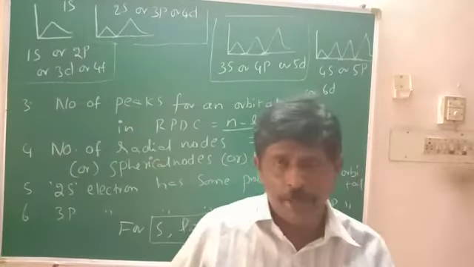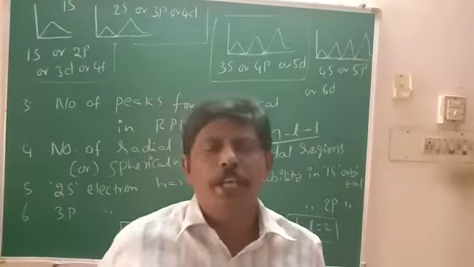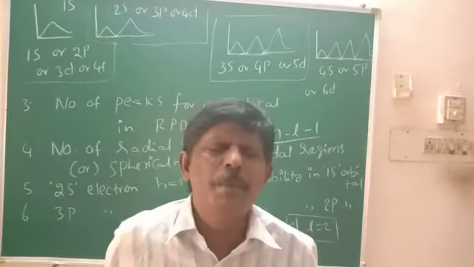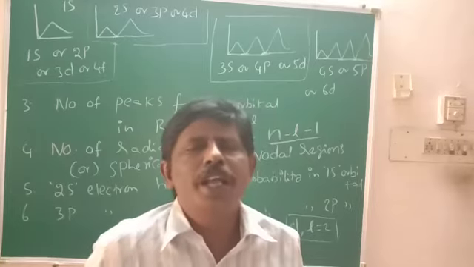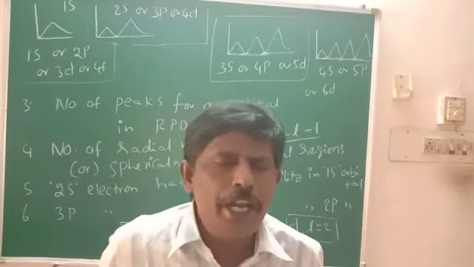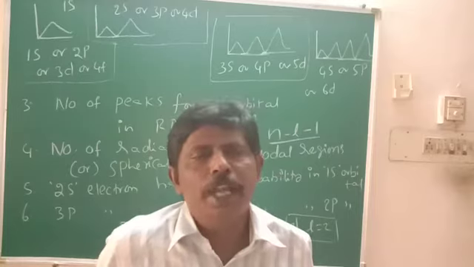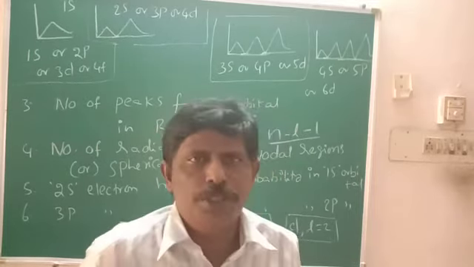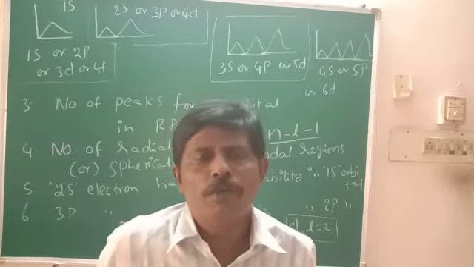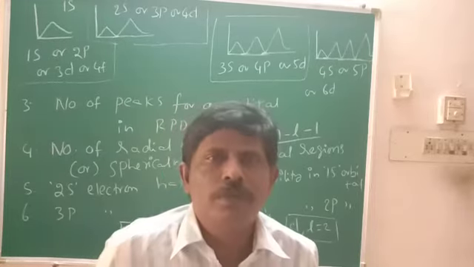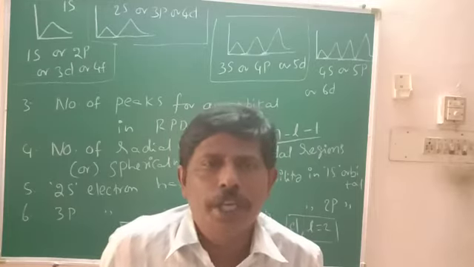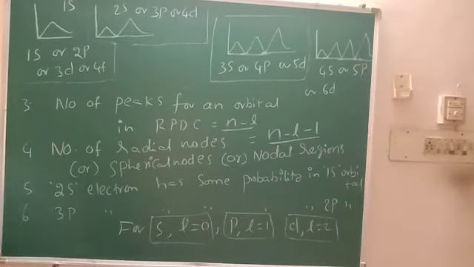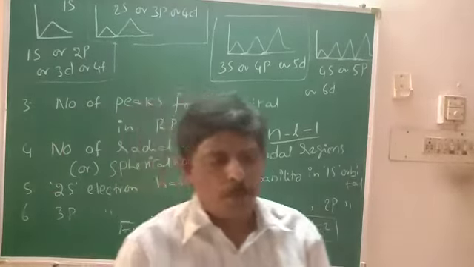Dear students, once again, how many peaks are there in these curves? n minus l. n is the principal quantum number, l is the azimuthal quantum number. How many radial nodes are there? n minus l minus 1. What is the l value for s? 0. For p, 1. For d, l value is 2. For f, am I correct or not? 3. The l value is 3. Like that we can calculate. Okay, this is the information about radial probability distribution curves.